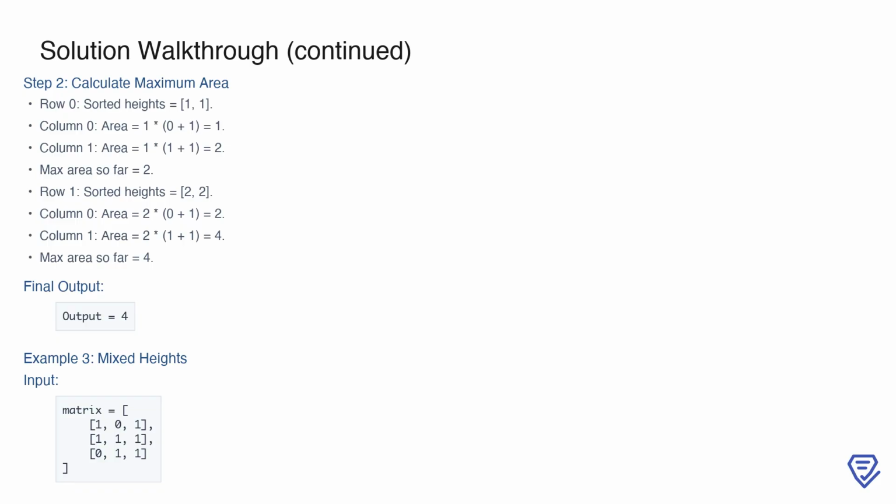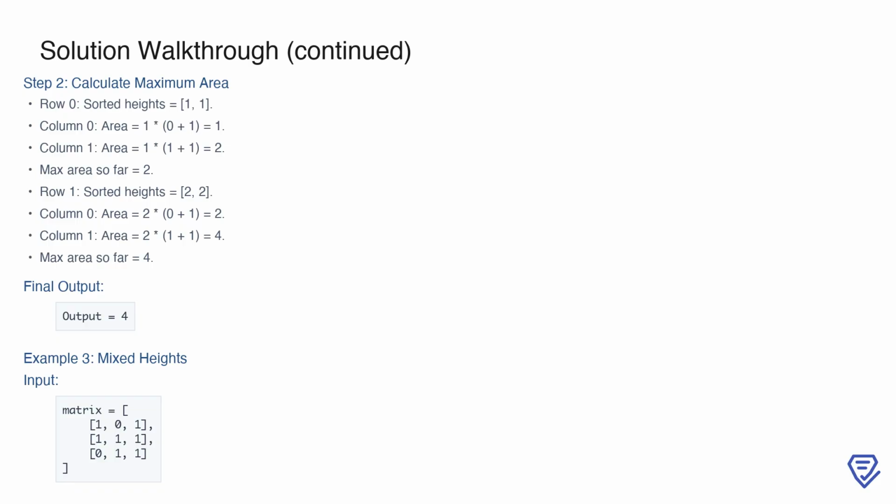For row 0, the sorted heights are 1, 1. Calculating the area for each column, we find that column 0 has an area of 1 times (0 plus 1) equals 1, and column 1 has an area of 1 times (1 plus 1) equals 2, making the maximum area for row 0 equal to 2.